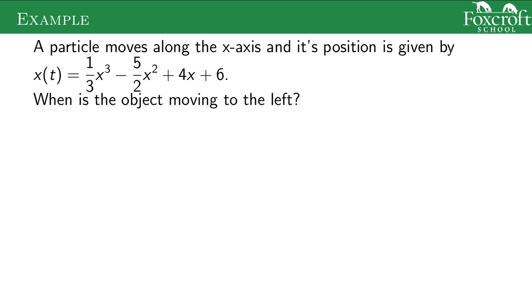Our particle moves along. When is it moving to the left? If I'm moving to the left, my velocity is less than 0. My velocity is the derivative of position, so t squared minus 5t plus 4 is less than 0. We just saw that this is t minus 4 times t minus 1.